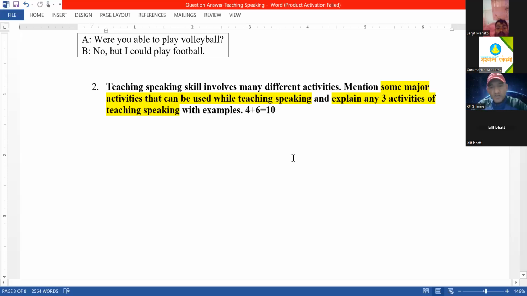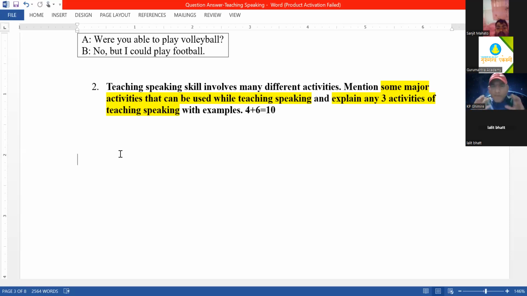So here, what are you going to do? First, you begin your answer with different activities. What different activities do we need to involve while teaching speaking? Teaching speaking means we involve our students in different activities. For example, they have to interact, get involved in conversation, create a dialogue, do pair work, group work, role play, or other activities for producing the language. So you are making a list of all the activities.